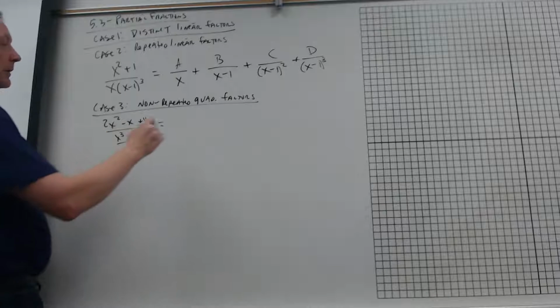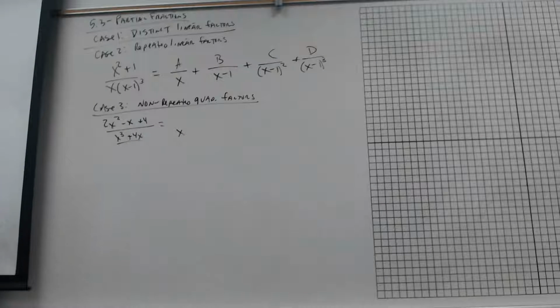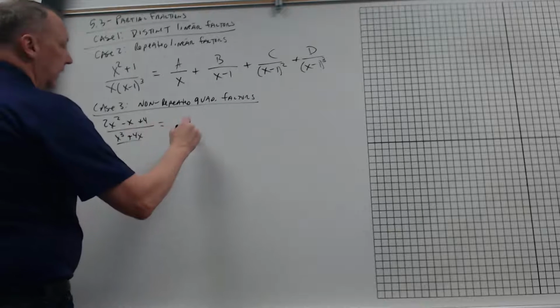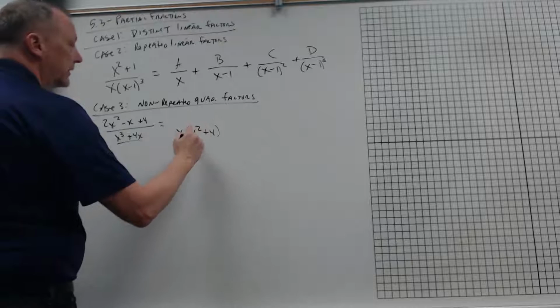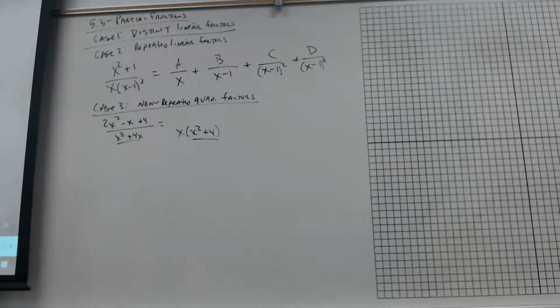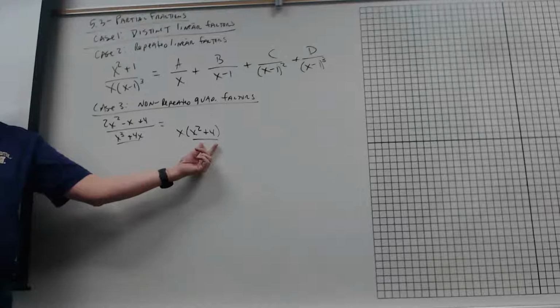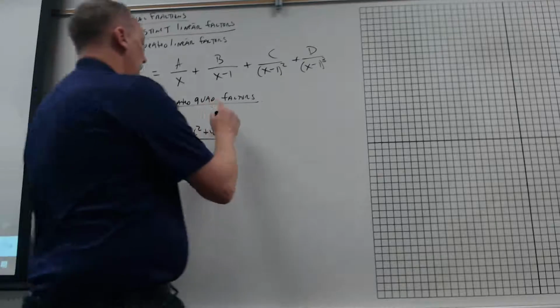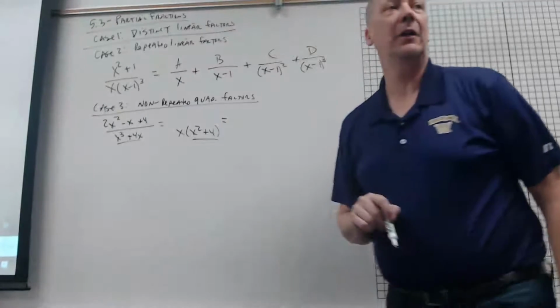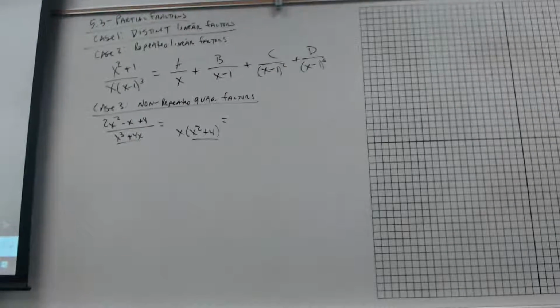You can pull out an x, right? To pull out an x, what's left? X squared plus 4. Is that factorable? No, it's not. Okay? Now, I've got a linear factor here, and I have a quadratic factor here. Okay? So, under case number 1, how would you break this up?